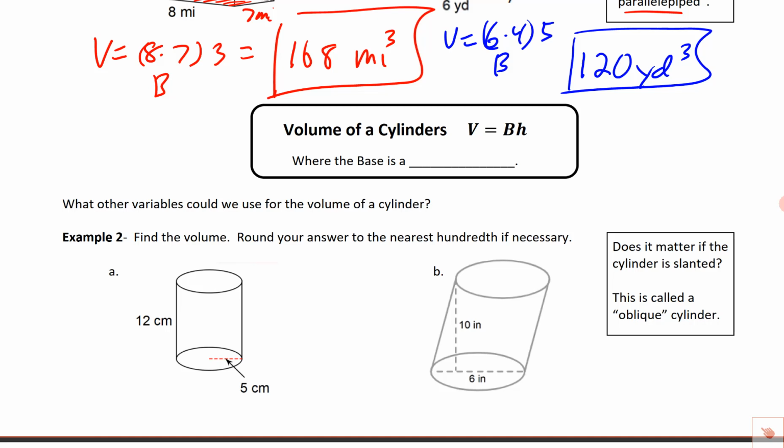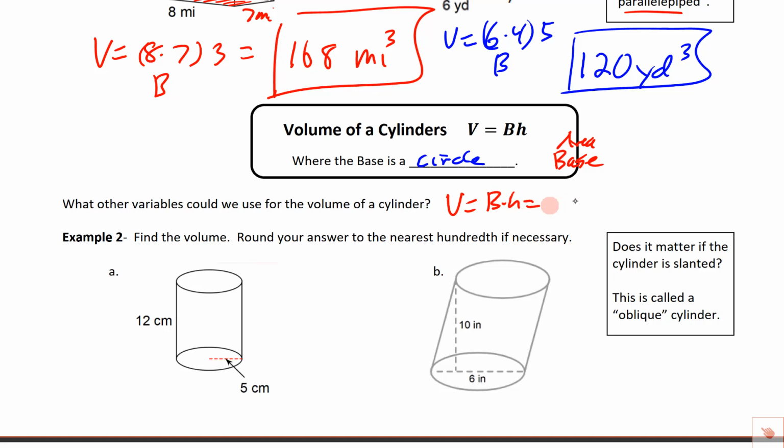Okay. So if we're talking about a cylinder, the idea is exactly the same. So we're talking about this three-dimensional space. We're going to take the area of the base, and we're going to multiply it by the height. So the formula looks the same, where the base is a circle. And what other variables could we use? Well, if the base is a circle, then we need to find the area of the base. Pi r squared.